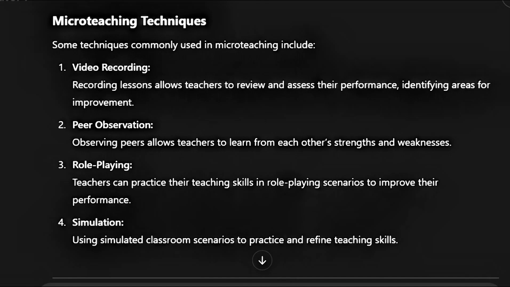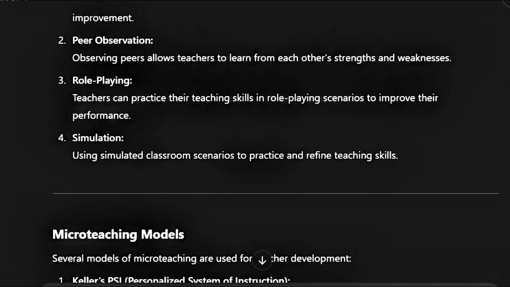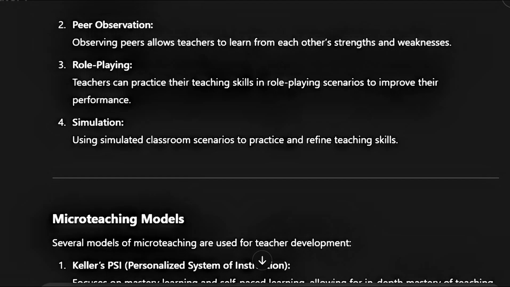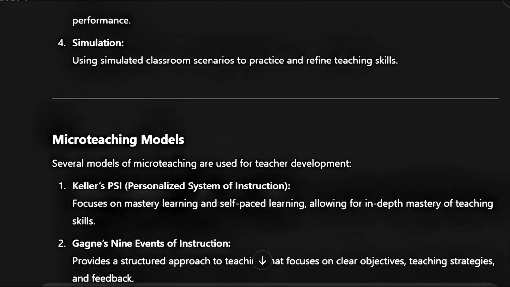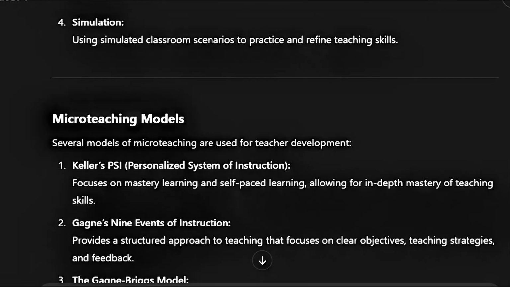Microteaching techniques. Some techniques commonly used in microteaching include: 1. Video recording. Recording lessons allows teachers to review and assess their performance, identifying areas for improvement. 2. Peer observation. Observing peers allows teachers to learn from each other's strengths and weaknesses. 3. Role-playing. Teachers can practice their teaching skills in role-playing scenarios to improve their performance. 4. Simulation. Using simulated classroom scenarios to practice and refine teaching skills.